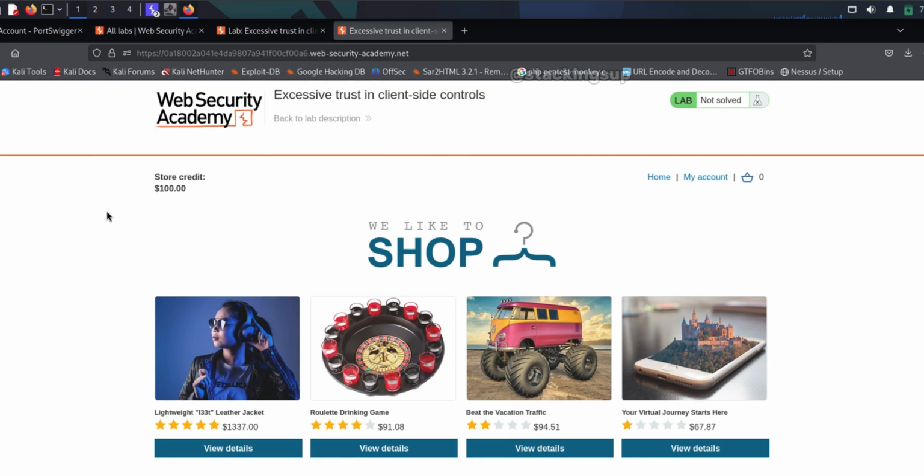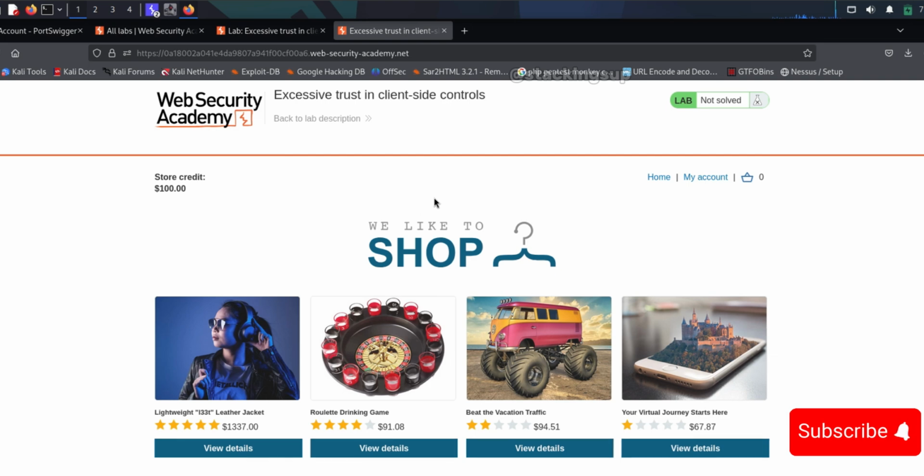So we'll solve one lab from PortSwigger. The lab is excessive trust in client-side controls. So exactly what's happening in this lab? In simple terms, the website is trusting what the user's browser is saying instead of double-checking it on the server side.